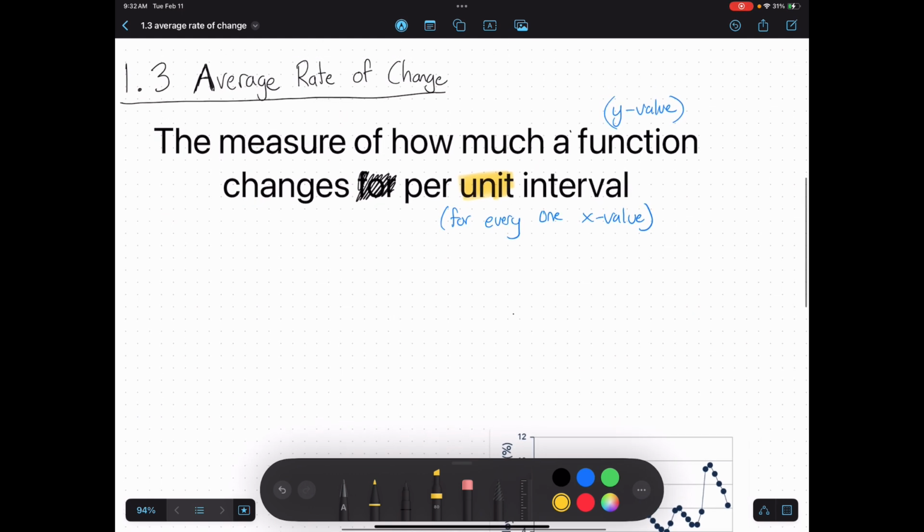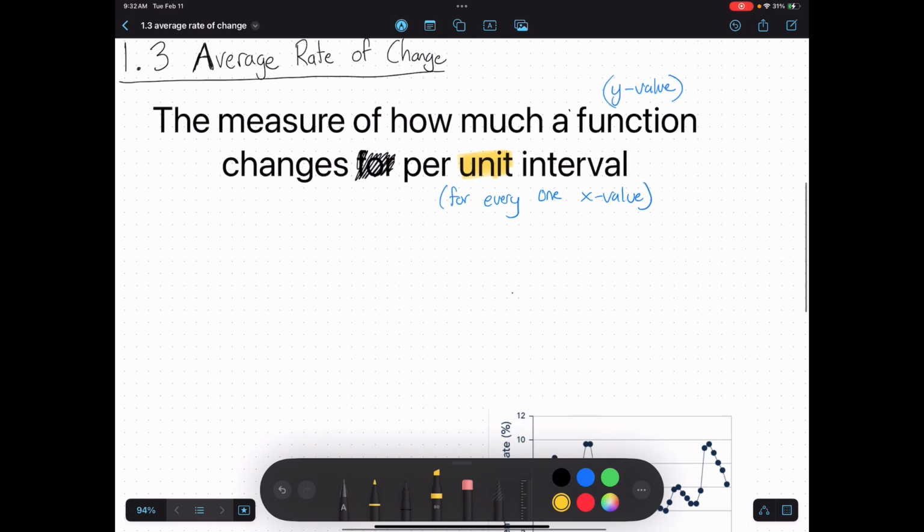Based on that definition, we can come up with a good formula for how to calculate this value. I'm sure you've seen this formula before. To calculate average rate of change, I find how much the y value changed, this change in my y value or my function value, and then divide it by, because I want to know how it changes per unit interval, how much the x changed. So I divide it by the change in x.